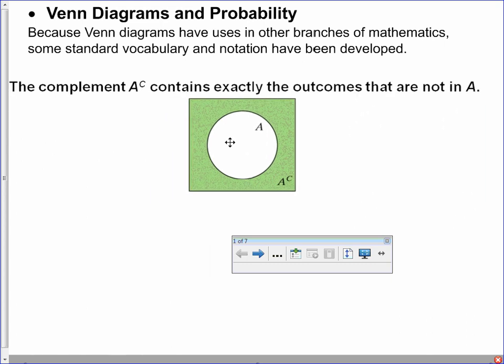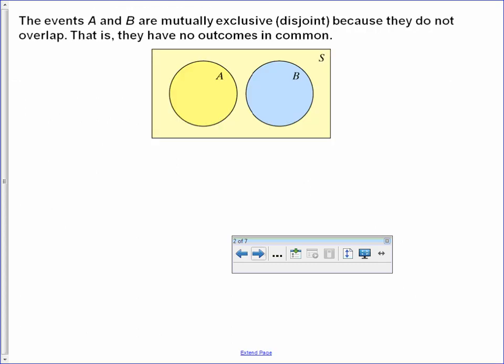We said if we did the probability of A, that's the white area. And if we did the probability of the complement of A, which is not A, it's the green area. It's every occurrence where A doesn't happen. We talked about two events being disjoint earlier, if they don't have any outcomes in common. And that's what we see: if A and B are disjoint, these circles don't overlap at all. There is nothing in common. Once again, the entire area here is S, which remember is the sample space.